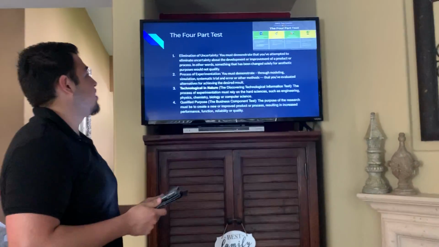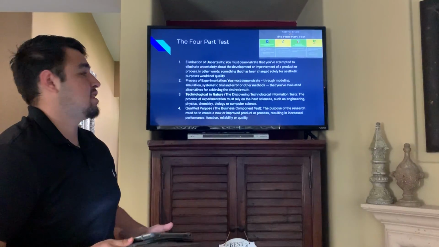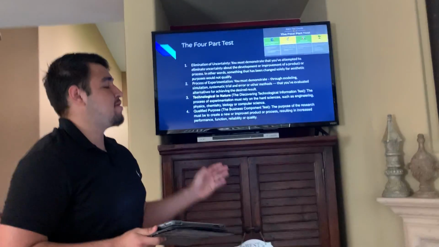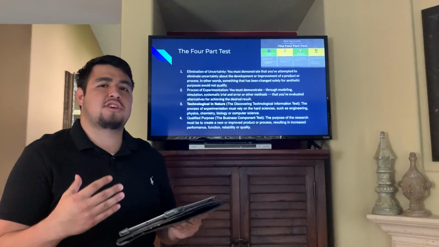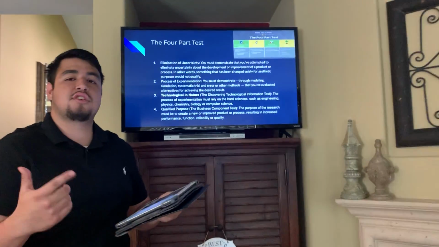Third, technological in nature. The process of experimentation must rely on hard sciences, such as engineering, physics, chemistry, biology, or computer science. To simplify that a little more, we work a lot with agriculture, big food manufacturers, and wholesale companies like Costco, Sam's Club.